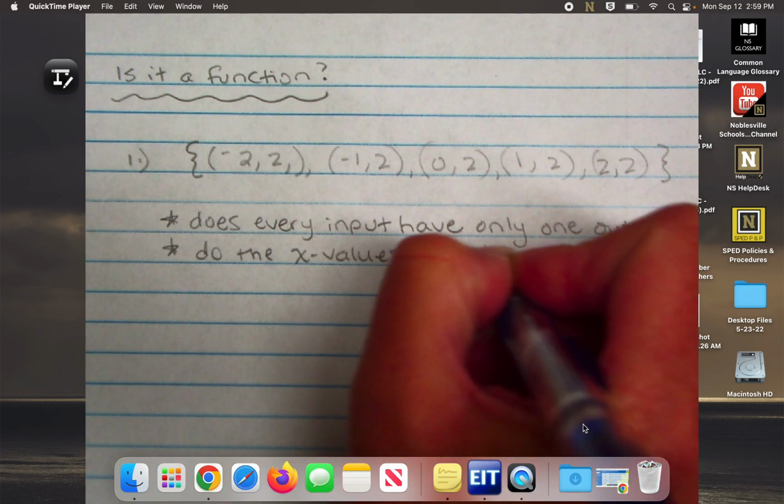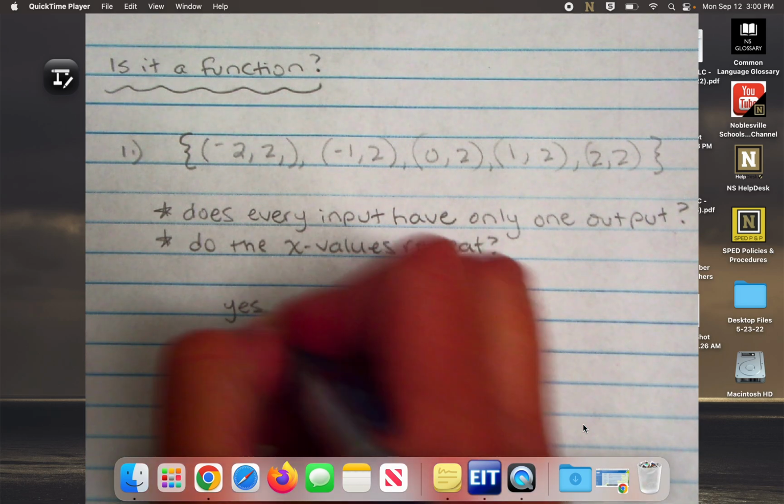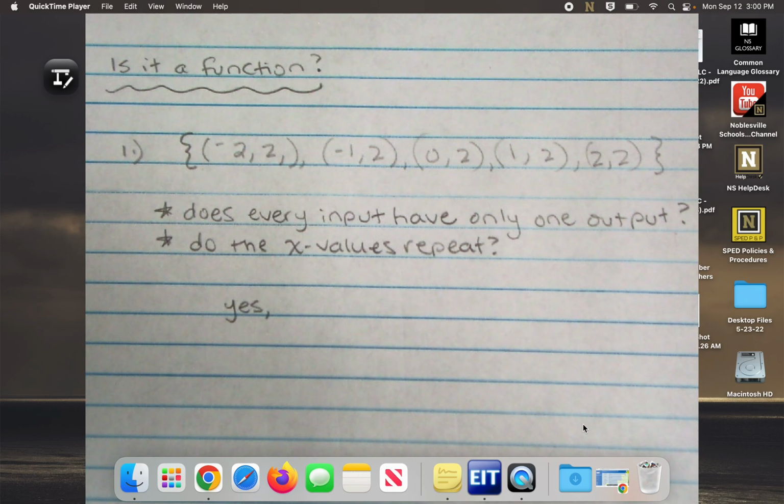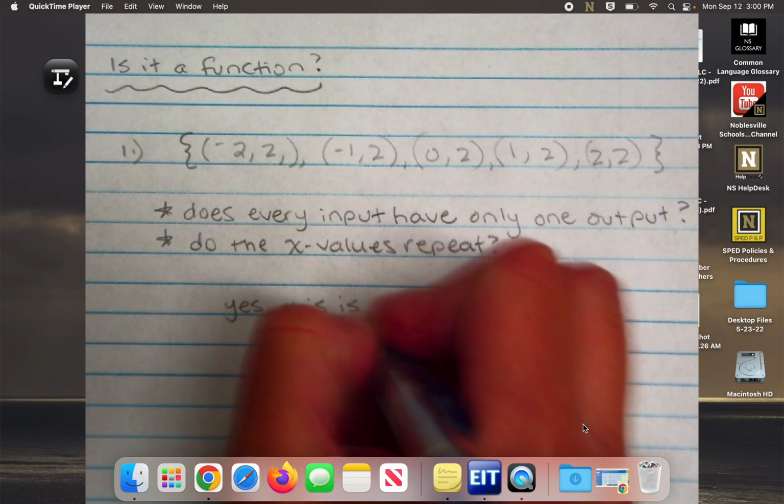So in other words, do the x values repeat? So that phrase, every input has one output, is just like saying, do the x values repeat? So what do we think? Function or not a function? Function. It is a function. We're not trying to figure out the rules. We're just asking ourselves, is it a function or not? So we're not dealing with linear or nonlinear, we're not there yet. Yes, this is a function.